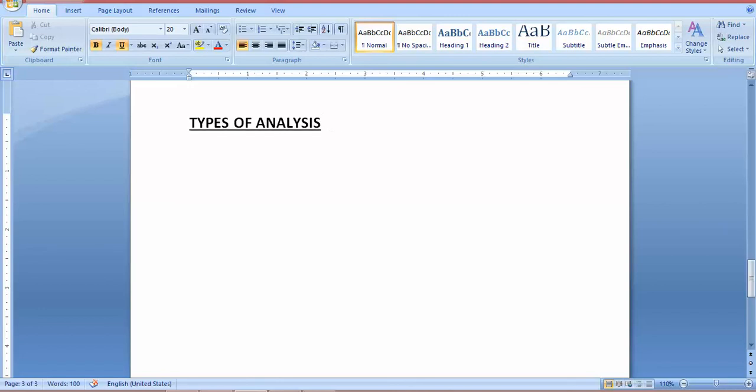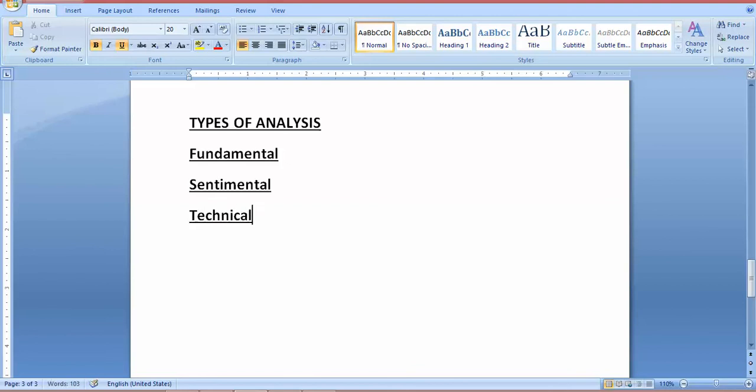So we have fundamental analysis. Let me just type fundamental. We have sentimental. Then we finally have technical, and that is what we'll focus our attention on. We have fundamental analysis, we have sentimental and technical.